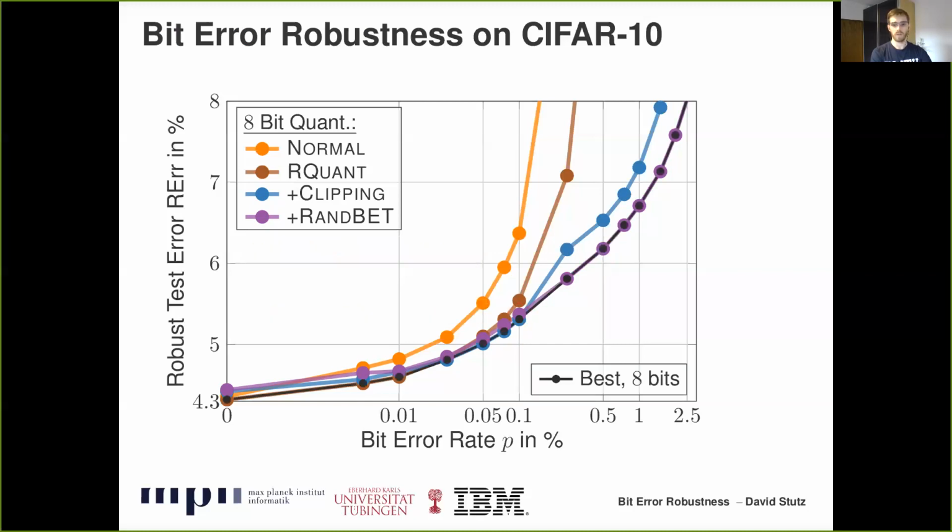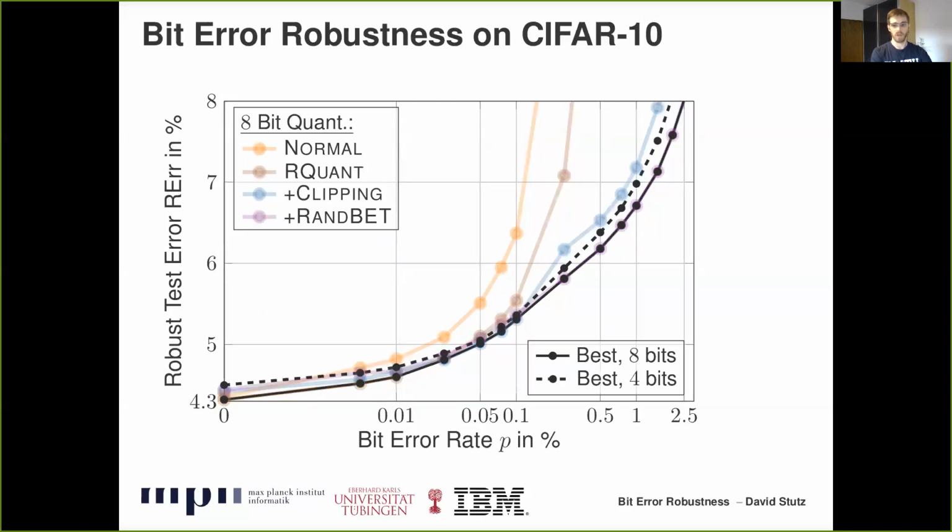In black, the lowest robust test error achievable for each bit error rate is shown. Note that for low bit error rates, robust quantization and clipping is enough. For high bit error rates, we need random bit error training. Our approach is also applicable to low precision models, here for a 4-bit quantization, for example. This allows us to have the advantage of low precision quantization, which also saves energy, and low voltage operation, which further saves energy.